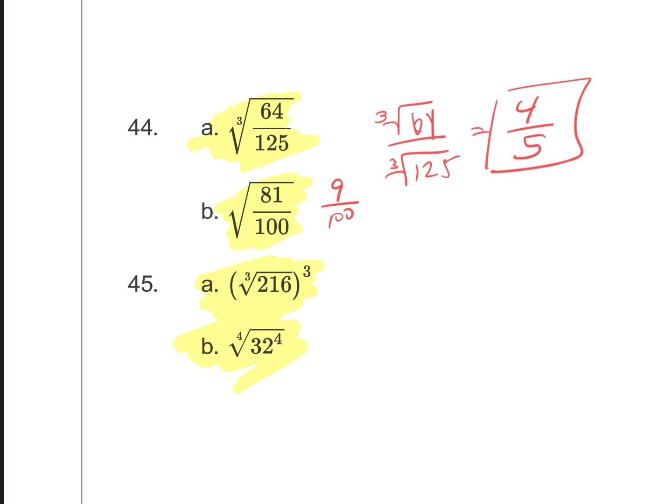Perfect. All right, so if I have this, what happens when you cube a cube root? It cancels. So what's your answer here? 216. What happens when you take the fourth root of something to the fourth power? It cancels. So your answer is 32. Don't be surprised by questions like that. Don't overthink them.